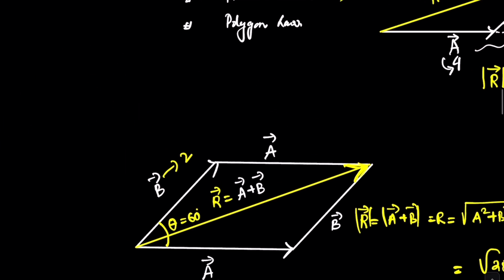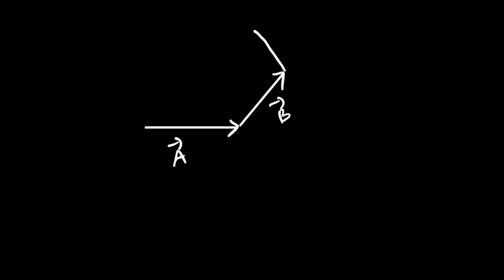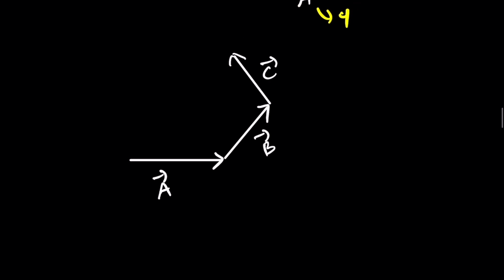Now let's look at the third law, the polygon law. The polygon law is an extension of the triangle law. Now look at this. This is A vector. Then another vector, B vector. Say this is B vector. Another vector, C vector. They're all head to tail. Another one is D vector.